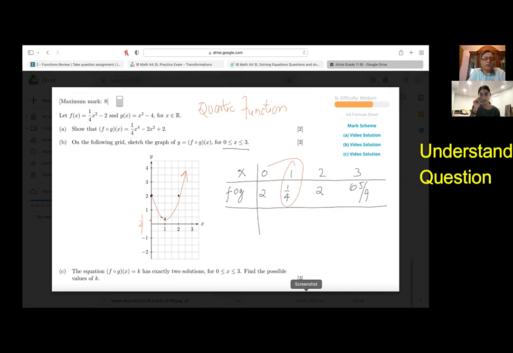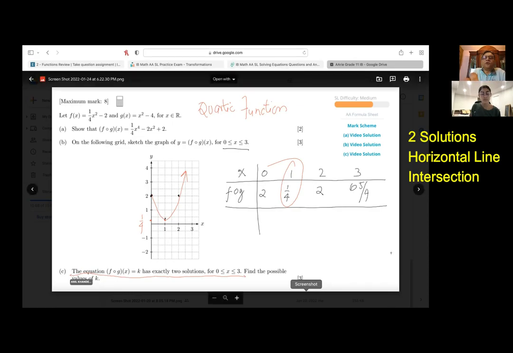Now the question is, if you carefully look at the equation, it has exactly two solutions. So two solutions mean, for what value of y do we have two solutions? The y value could be either 2 or more than 1/4. Do you see that? Then you have two solutions. Any line will cut the graph at 2 points in this domain.